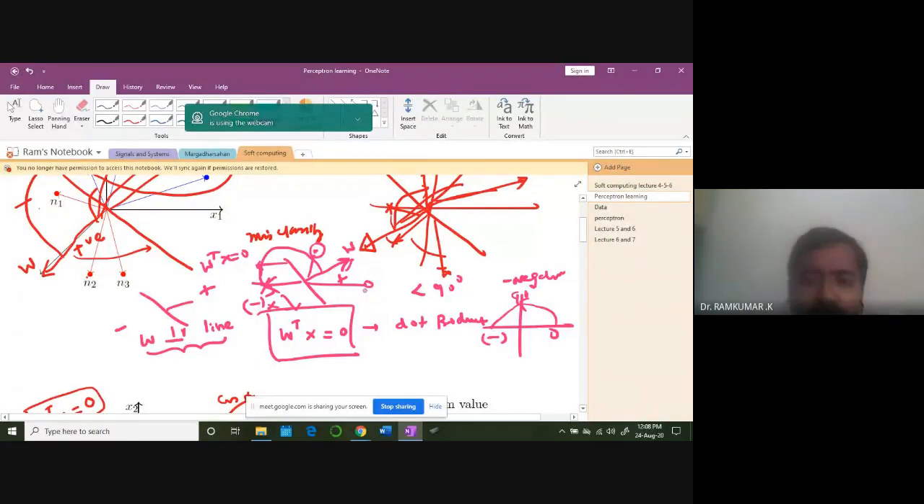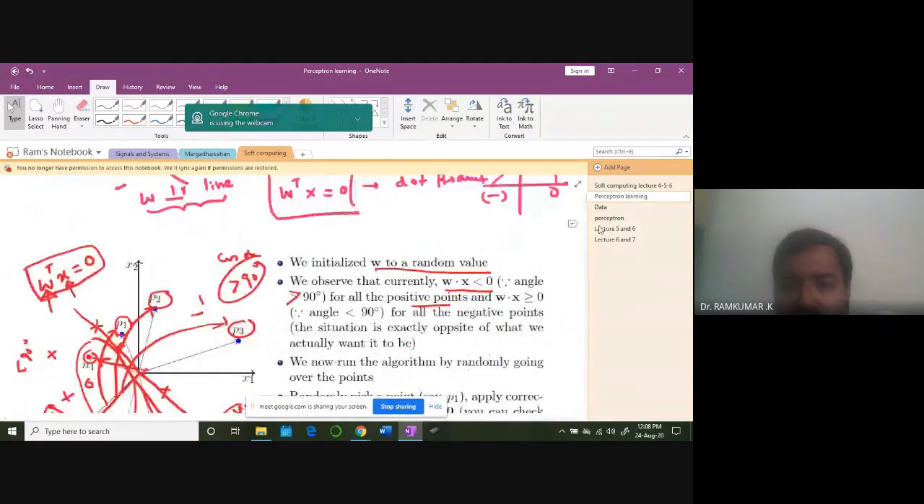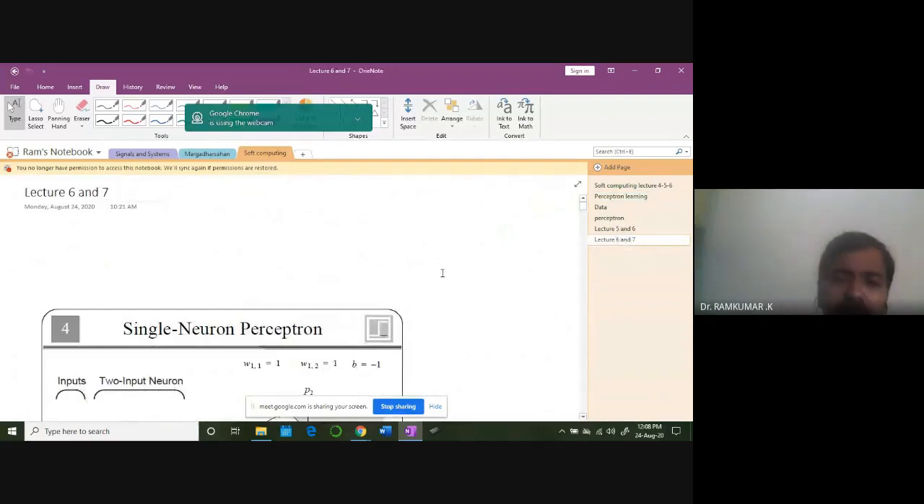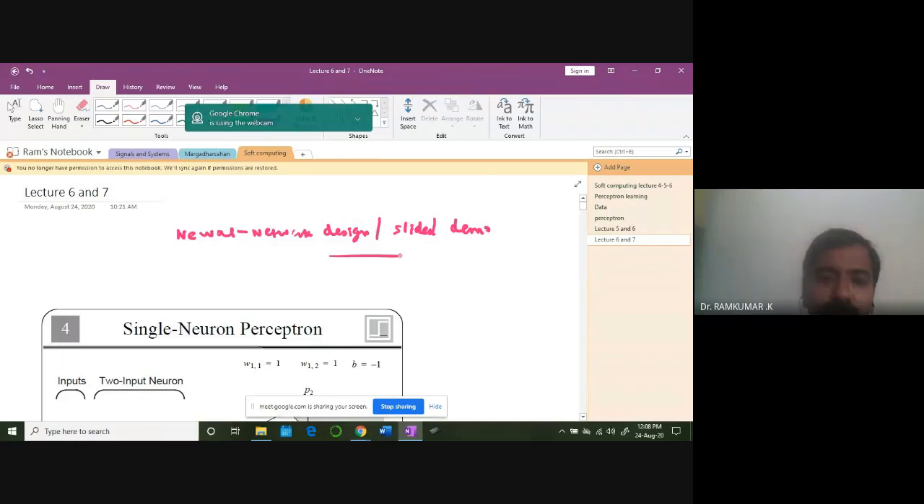Okay, so now let us move ahead and try to visualize the same perceptron learning algorithm again, from a different person. This man, in fact, has given his book Neural Network Design, along with slides and demonstrations on the website. In fact, I showed it to you in the first class. Maybe you can visit his website. The book title is Neural Network Design. So I will show you that.